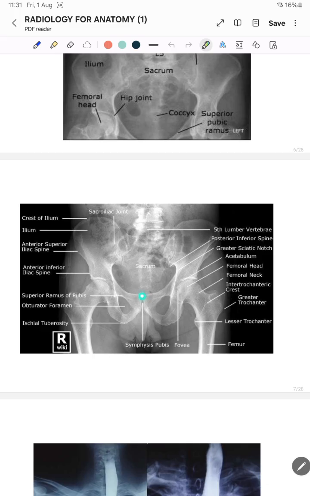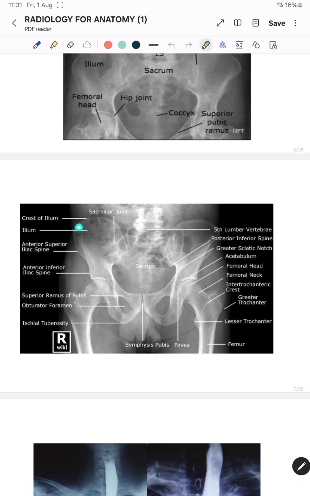So we can see the pubic symphysis, a secondary cartilaginous joint, and the sacroiliac joint. We can see the obturator foramen, superior pubic ramus, inferior pubic ramus, then the femoral head, femoral neck, greater trochanter, lesser trochanter, and the intertrochanteric line.